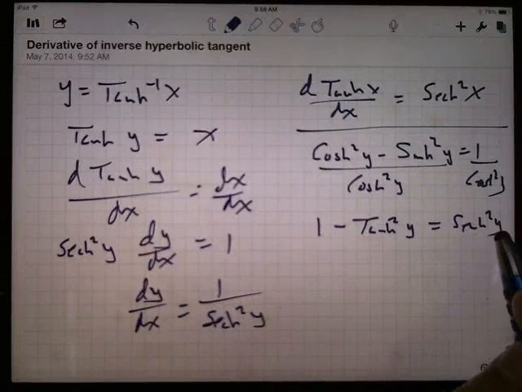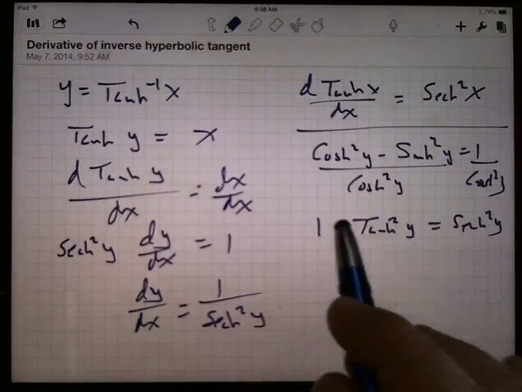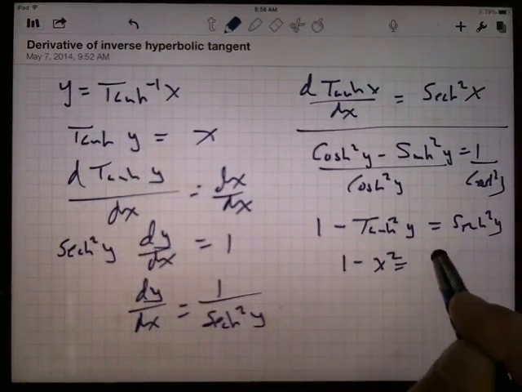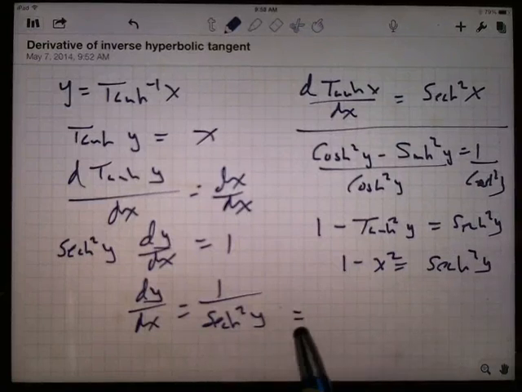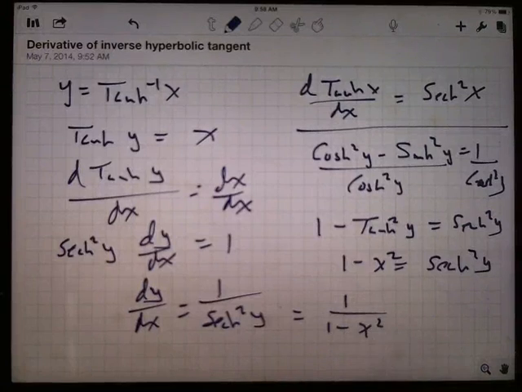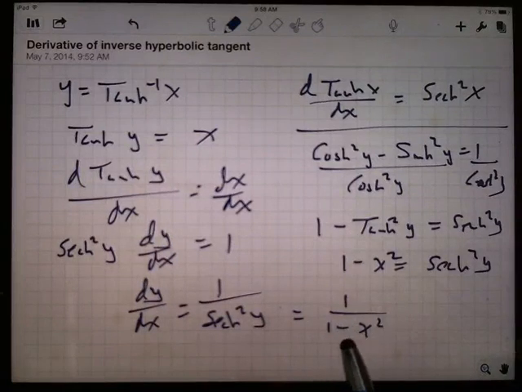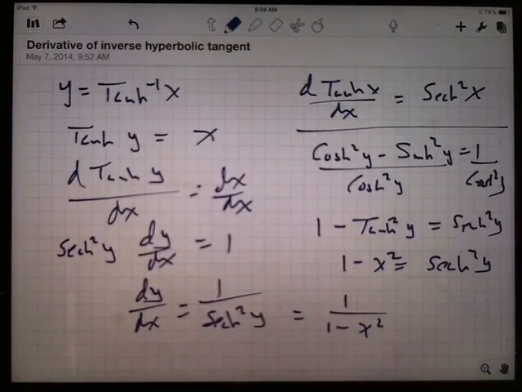The hyperbolic secant squared of y, that's my denominator, is 1 minus the hyperbolic tangent squared of y, and I know that the hyperbolic tangent of y is x. So this looks like 1 minus x squared is equal to the hyperbolic secant squared of y, and my denominator there just becomes 1 minus x squared. If you remember back to taking the derivative of the regular inverse tangent, the relationship there is 1 plus the tangent squared is the secant squared, and so we ended up with a plus, 1 over 1 plus x squared there. Now it's a minus, and hence the minus sign. So anyway, the derivative of the inverse hyperbolic tangent of x is 1 over 1 minus x squared. There you go.